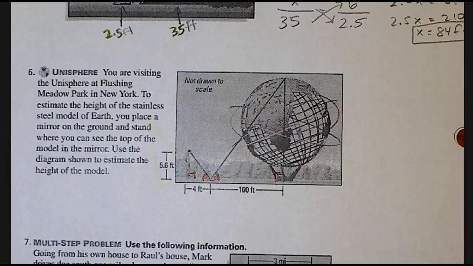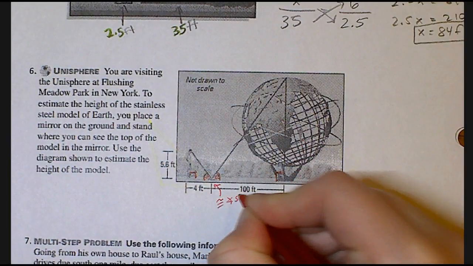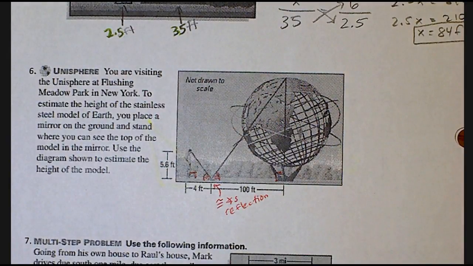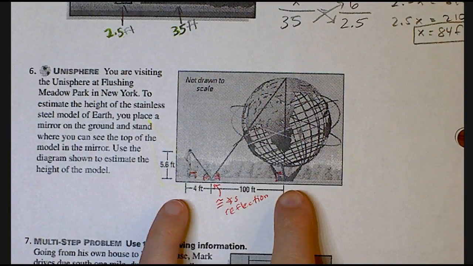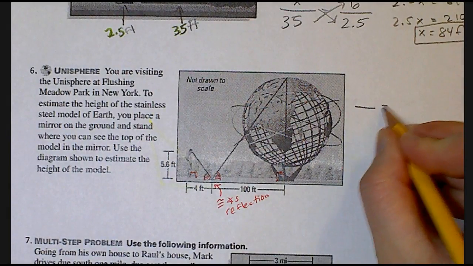Alright, question number 6 is a mirror problem. So the mirror problems are also very common because every single time you look into a mirror, the reflection of what you see is going to create congruent angles right here. And that's because of reflection properties, basically. So, again, you have one set of congruent angles. When you're measuring height, you're going to have 90-degree angles. So triangles are similar by AA. You can go ahead and set up your proportion by matching up the parts that go together.